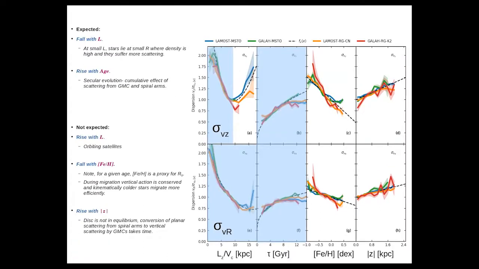Now, some of the trends were expected, like the fall with L and the rise with age, but some others were not. And one of them is this rise with L over here. And this is most likely due to orbiting satellites, which excite vertical perturbations in the outer disk, where the self-gravity is less. The fall with FEH over here, again, remember FEH tracks the birth radius. So this is telling us about migration. That is, during migration, the vertical action is conserved, and also the fact that kinematically colder stars migrate more efficiently. And the rise with Z is most likely due to the fact that the disk is not in equilibrium, but it's still not well understood.